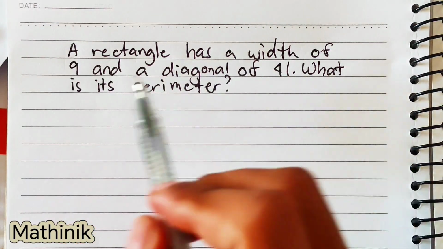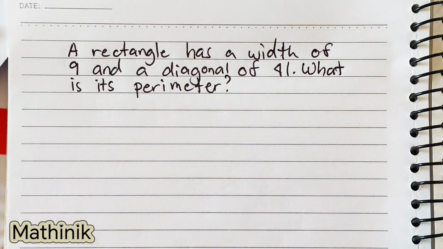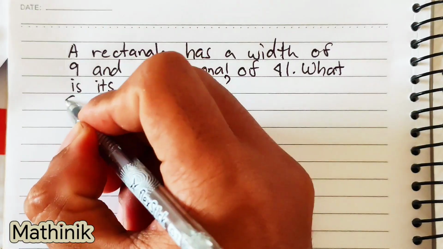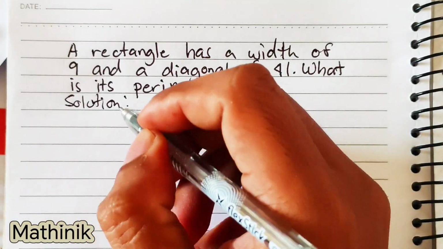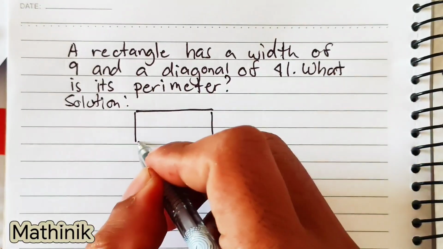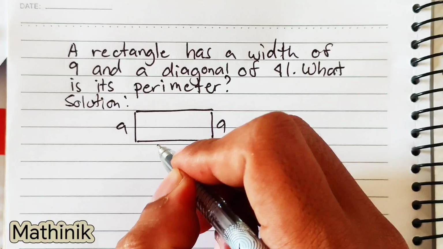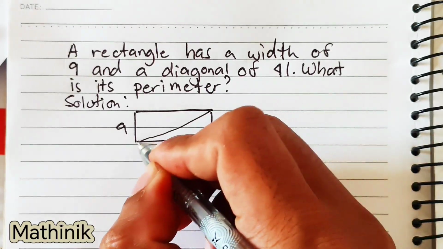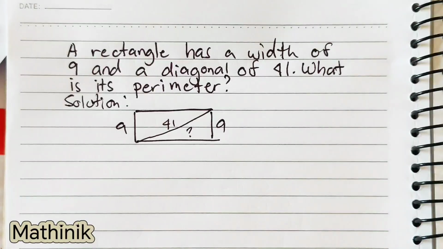A rectangle has a width of 9 and a diagonal of 41. What is its perimeter? To solve this kind of problem, the first thing we need to do is to illustrate the situation. So, we have a rectangle where the width is 9 and the diagonal is 41. Meaning we're looking for the length.